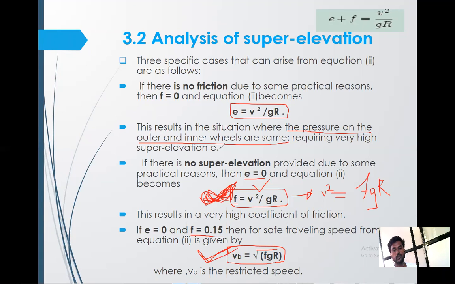Okay, so write down these equations as well. These are the very important equations. When the frictional force factor is 0, when the super elevation will be 0, how do we restrict our speed? Everyone, write down these equations.